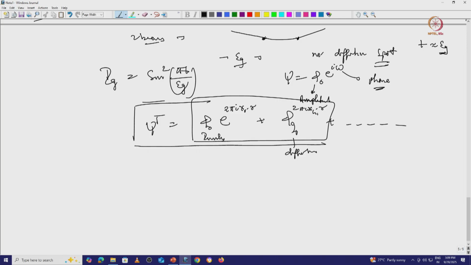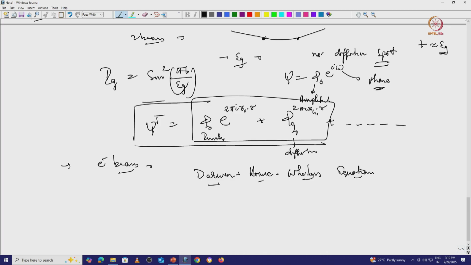Now, to quantify the magnitude of the electron beam during travelling across the sample thickness, you have to calculate two important terms, d phi 0 by dz and d phi g by dz. These equations are called the Darwin-Howie-Whelan equations.